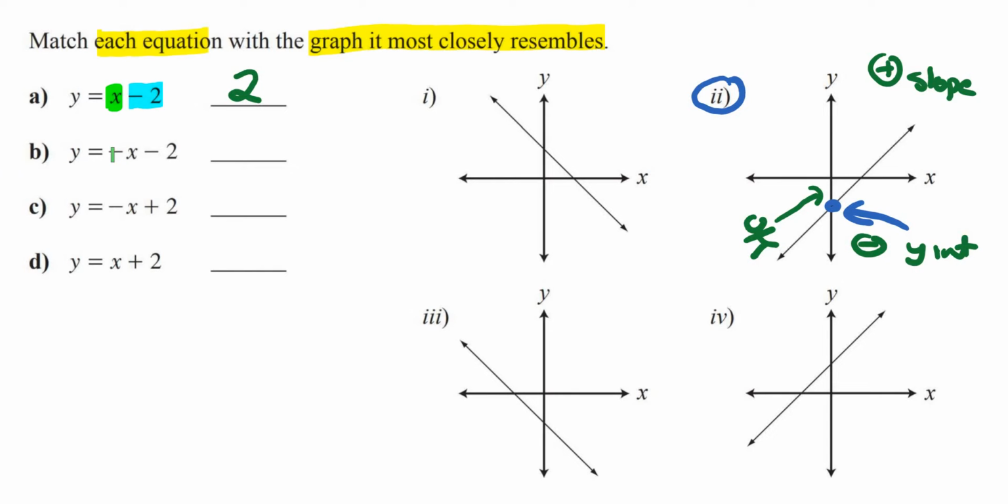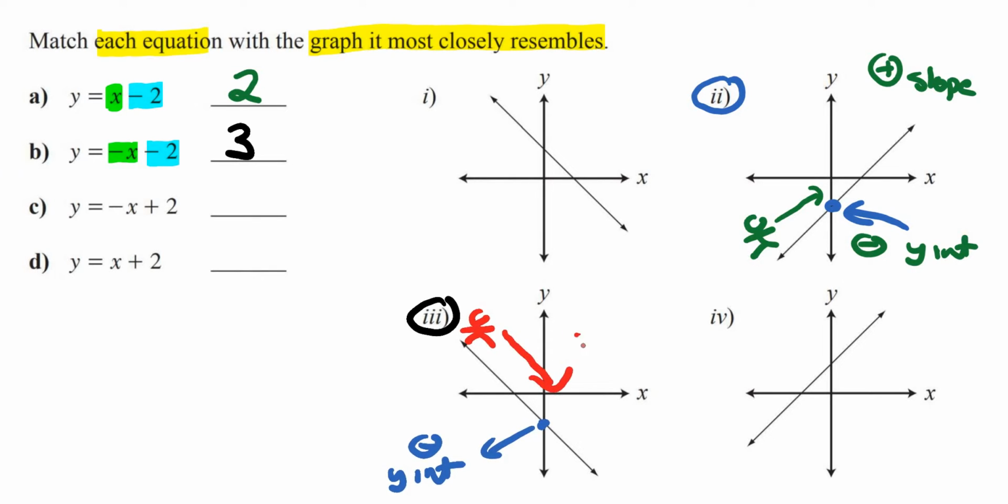Now for 8B, I have a negative slope and a negative y-intercept, and that's going to match graph number 3. For graph number 3, I have a negative y-intercept. And if I put my person on the far left-hand side, we always put the person on the far left-hand side, this person is going down the hill, so this is a negative slope. And that's why that matches graph B.